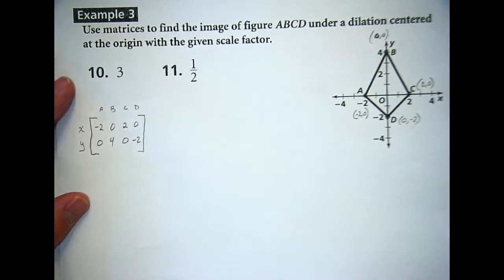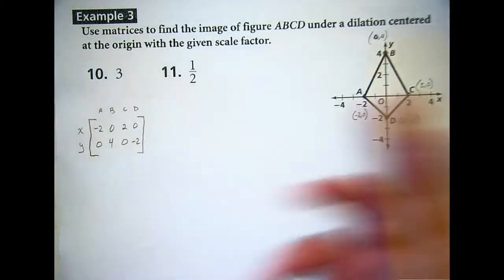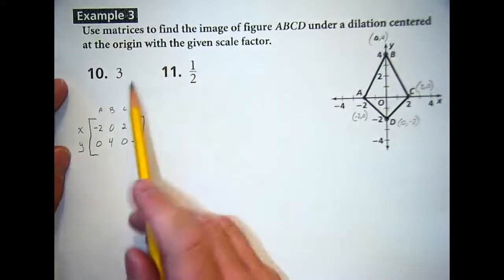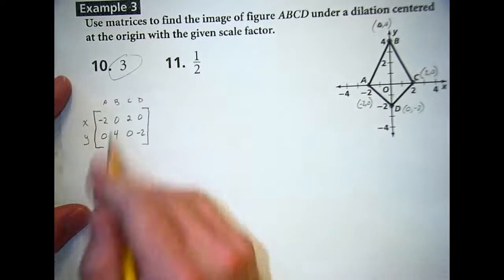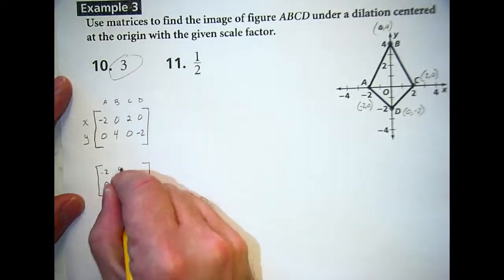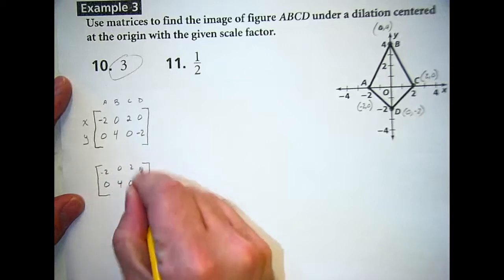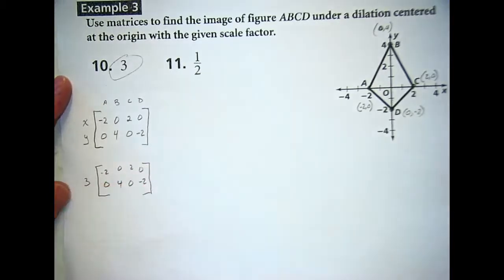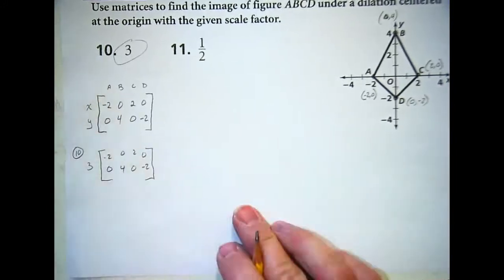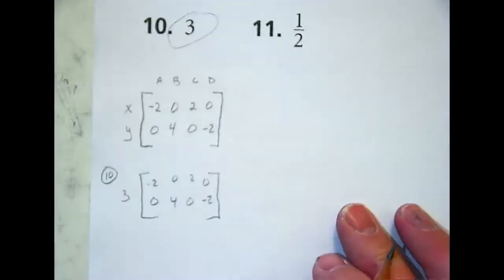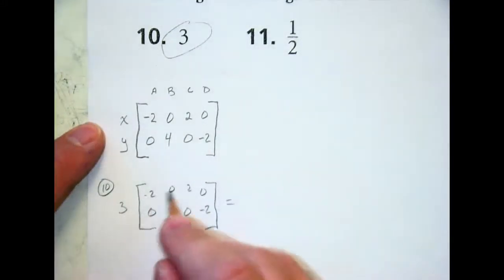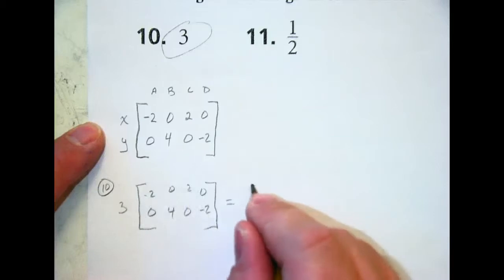Now, if I'm doing a dilation, one of the cool things in dilations is you can do what's called scalar multiplication. If this is my scale factor, all I need to do is take my matrix and multiply it by 3. This would be problem 10 here. I do what's called scalar multiplication. I don't even use the picture. All I do is multiply each one of these things, called an element, by 3.